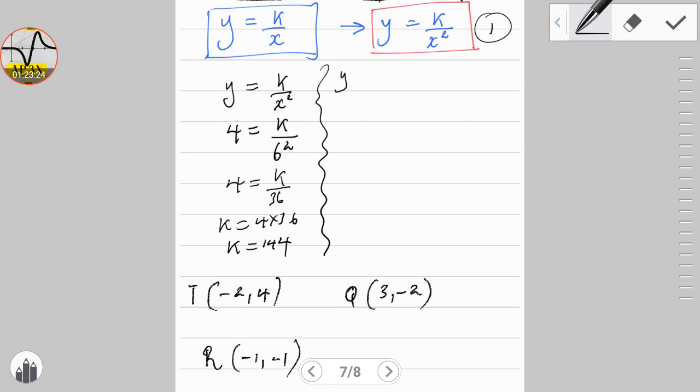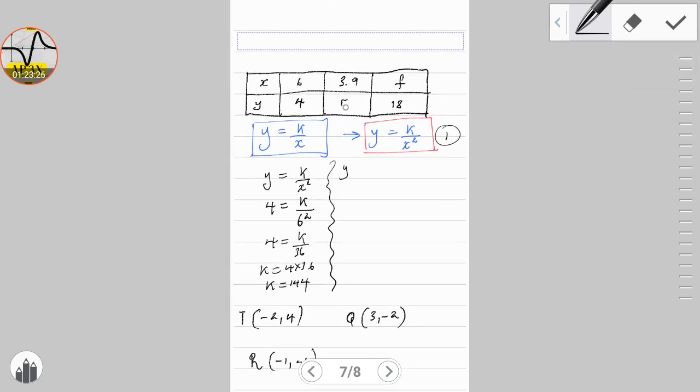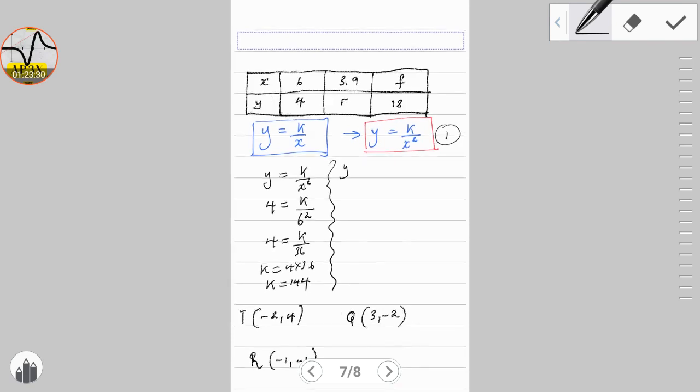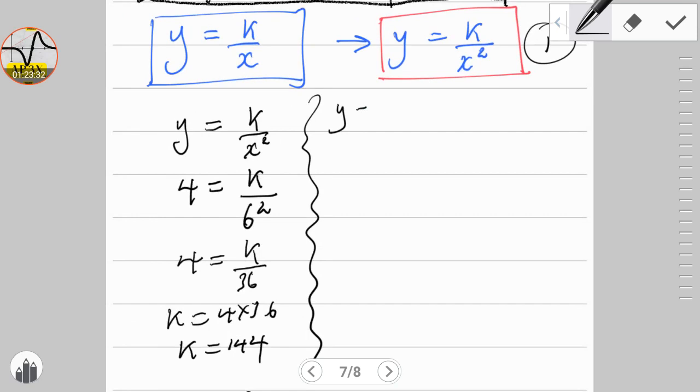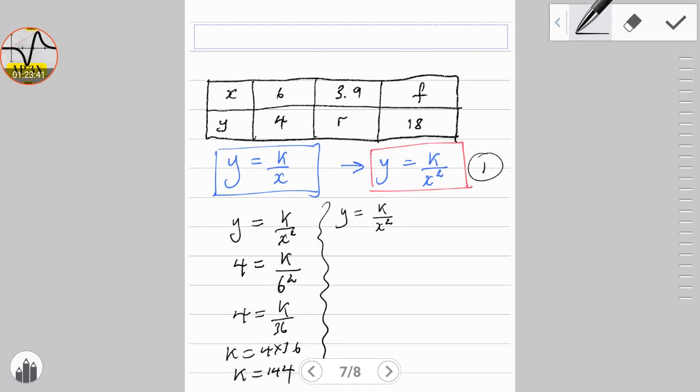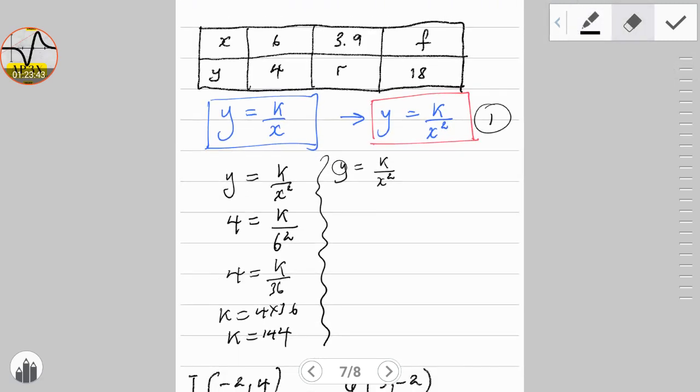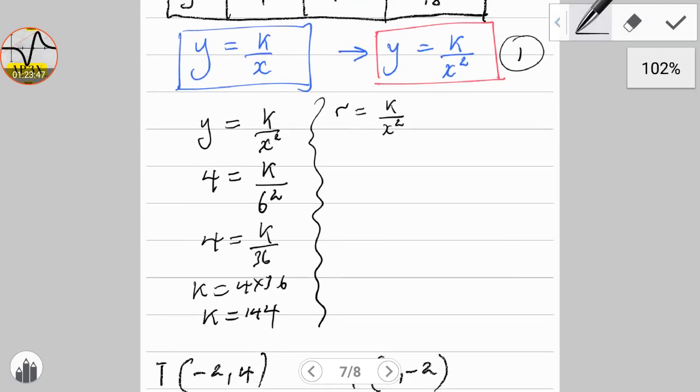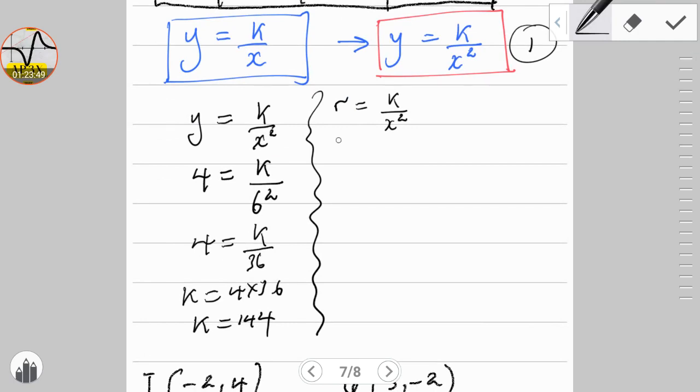Now, it did say that we should go ahead and fill out the table. So we're now going to calculate r. R is now the variable that is representing y. So if you go back and rewrite our original formula, you're going to find that y is equal to k divided by x squared. That's our original formula. Y is being represented by r, so I'm going to replace the y here and put r instead. So r is equal to k divided by x squared.